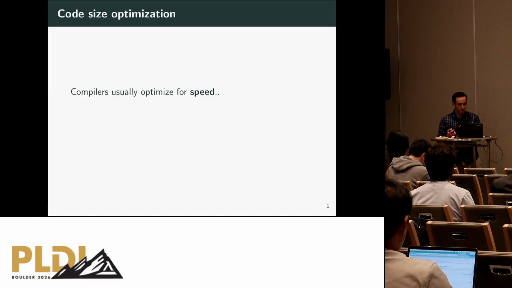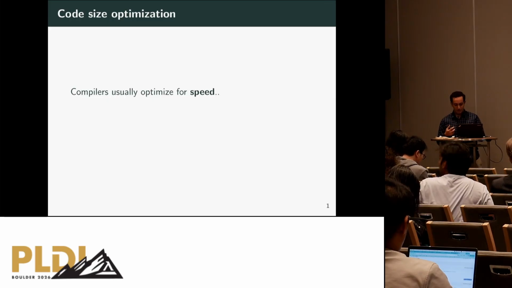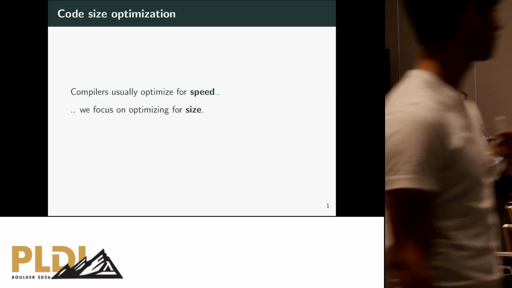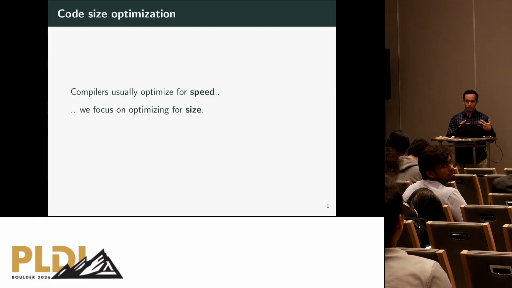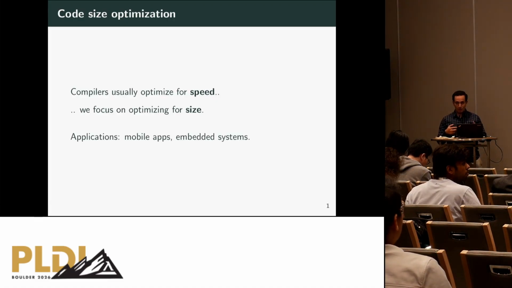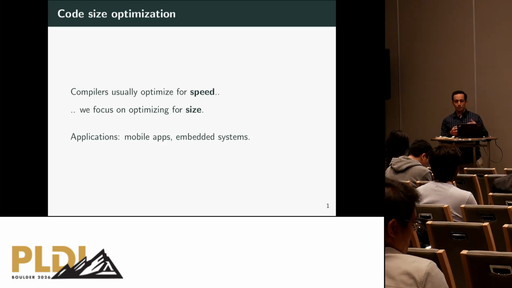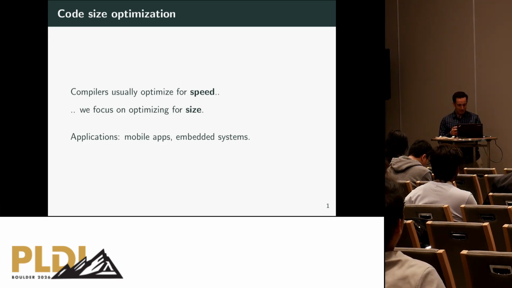Let's start. Compiler optimizations usually aim for speed. They want to make the compiled code run faster. However, there's another class of compiler optimizations which aims to reduce size. And why would you care about reducing size? Well, there are applications where you do care. For instance, in mobile applications, you want to keep your download size small. And in embedded systems, you have very little resources, and program size can be a serious overhead.